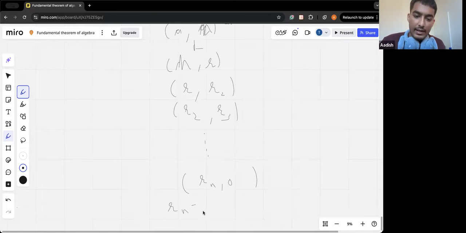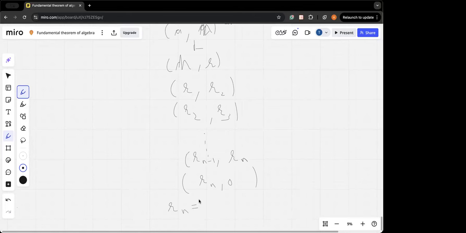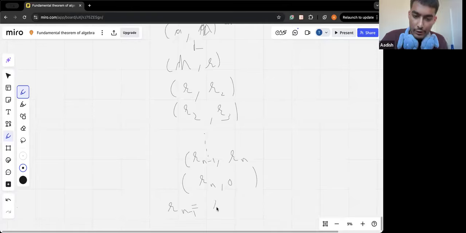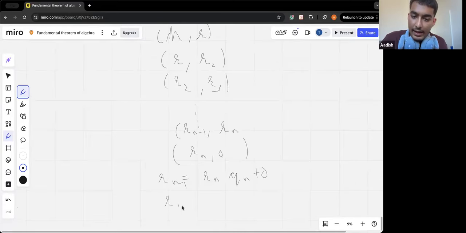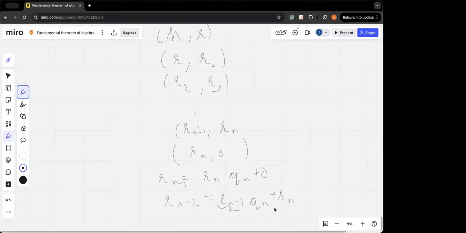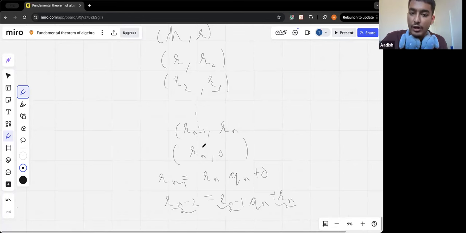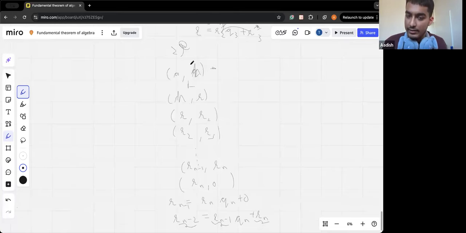That means Rn will be, take the step before that, Rn minus 1, Rn. So it will be Rn times Qn plus 0. So Rn divides Rn minus 1. And before that, you had Rn minus 2 equal Rn minus 1 times Qn plus Rn, right? And Rn divides this and this, so Rn divides this. So by induction, you can prove that Rn must have divided everything.